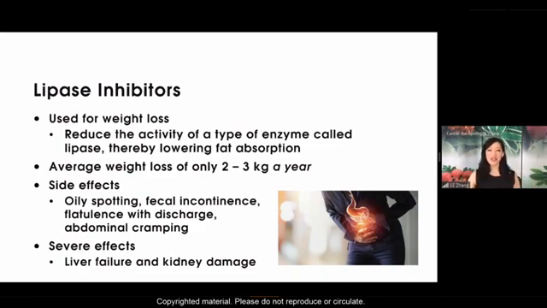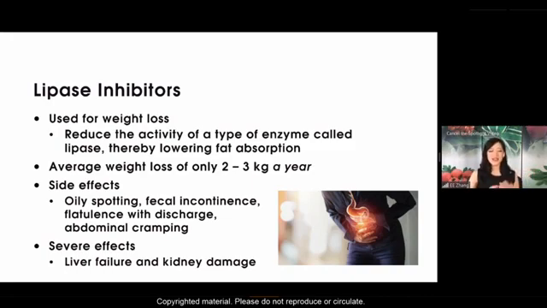Now, the logic is if lipase doesn't work, then the fat isn't broken down, which means that less fat is absorbed, right? So, when it comes to this sort of weight loss pill, it has the strongest effect when most of the calories you consume come from fat to begin with. But honestly, if you're eating that much fat, if you just cut down on the amount of fat that you're eating, it will actually have better weight loss effects than taking a pill on top of that, isn't it?